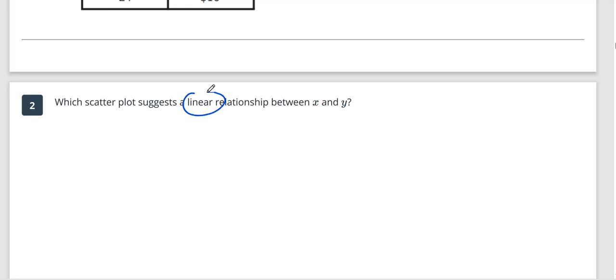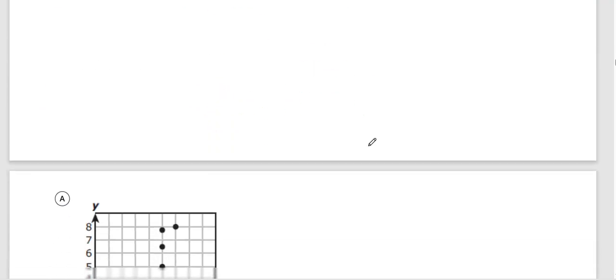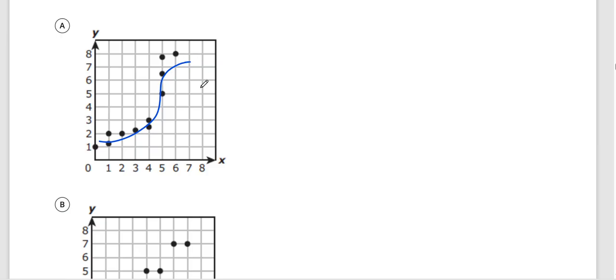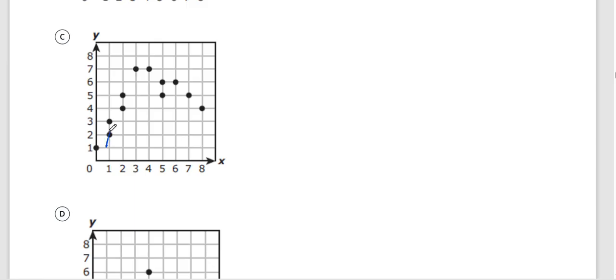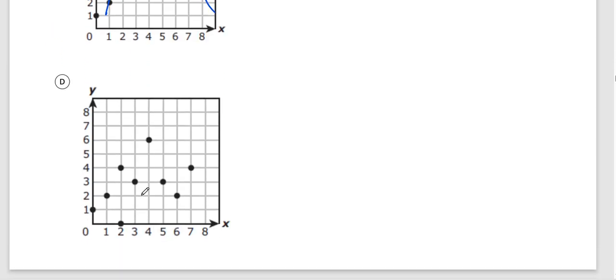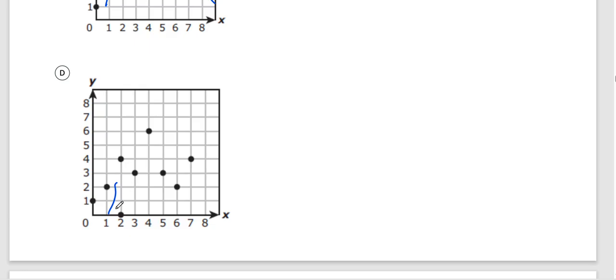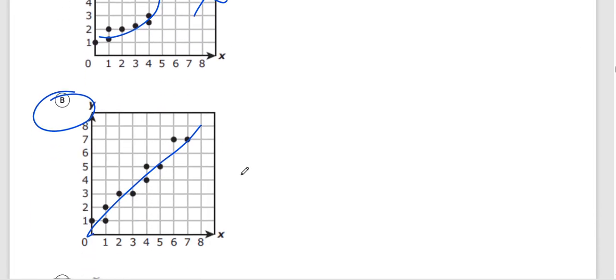It's got linear, which means a straight line. Okay, straight line, so we can run over here. That one has a little curve to it, not it. This one looks pretty straight. That's my answer. This one has a little kink in it, out. This one, I don't even see a line. I don't even see anything there. Out. So this one is linear right here.